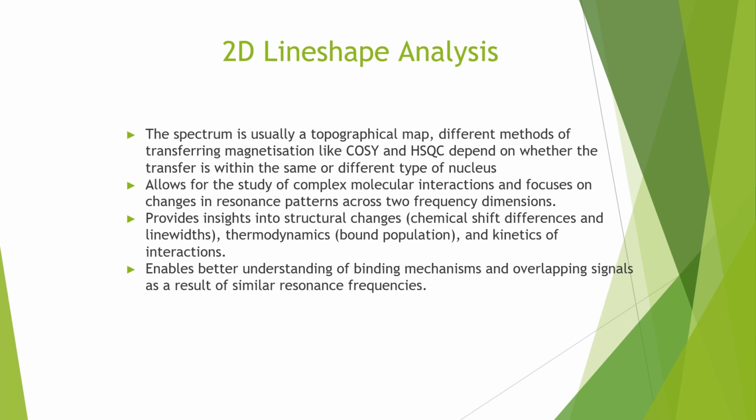Two-dimensional line shape analysis is an advanced technique in NMR spectroscopy that involves simulating and fitting entire 2D spectra. Unlike traditional one-dimensional methods, this approach captures complex interactions between molecules more accurately. The 2D spectrum is usually a topographical map.